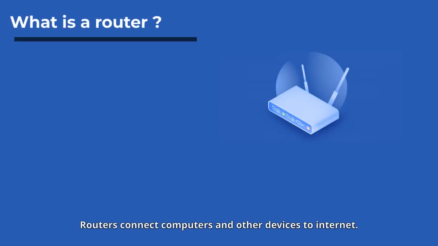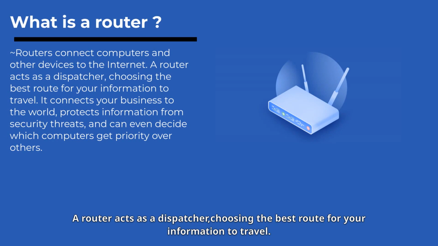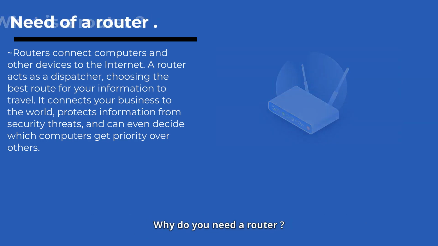What is a router? Routers connect computers and other devices to the internet. A router acts as a dispatcher, choosing the best route for your information to travel. It connects you to the world, and it can even decide which computer gets priority over others.